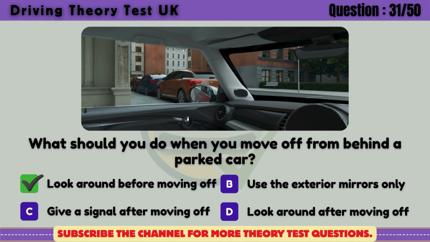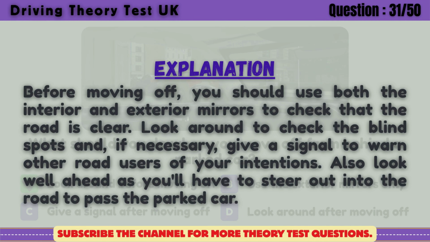Answer is A. Look around before moving off. Before moving off, you should use both the interior and exterior mirrors to check that the road is clear. Look around to check the blind spots and, if necessary, give a signal to warn other road users of your intentions. Also look well ahead as you'll have to steer out into the road to pass the parked car.